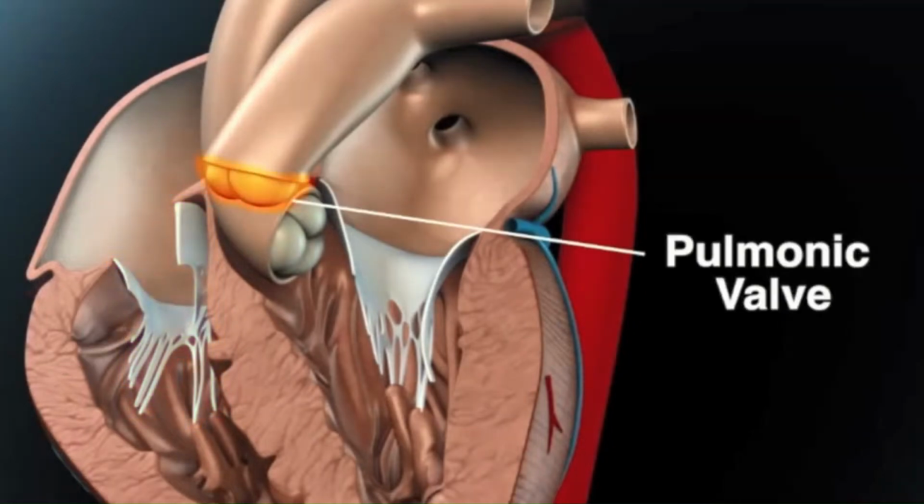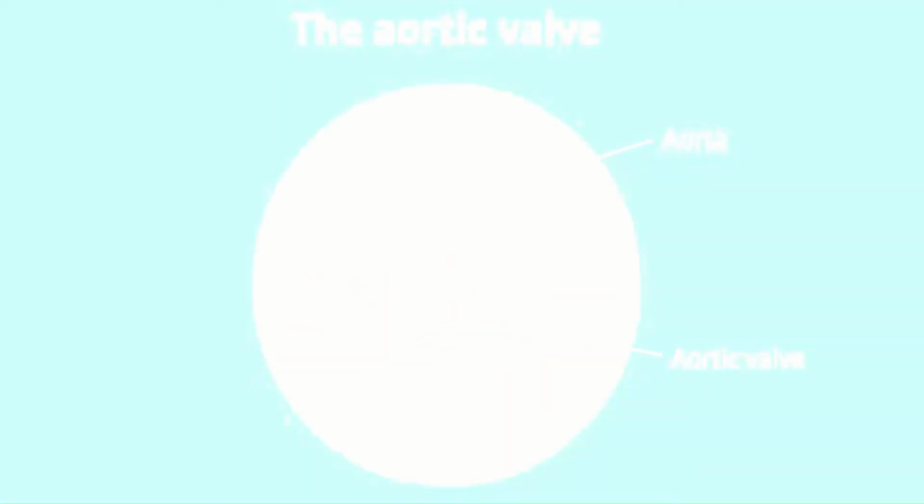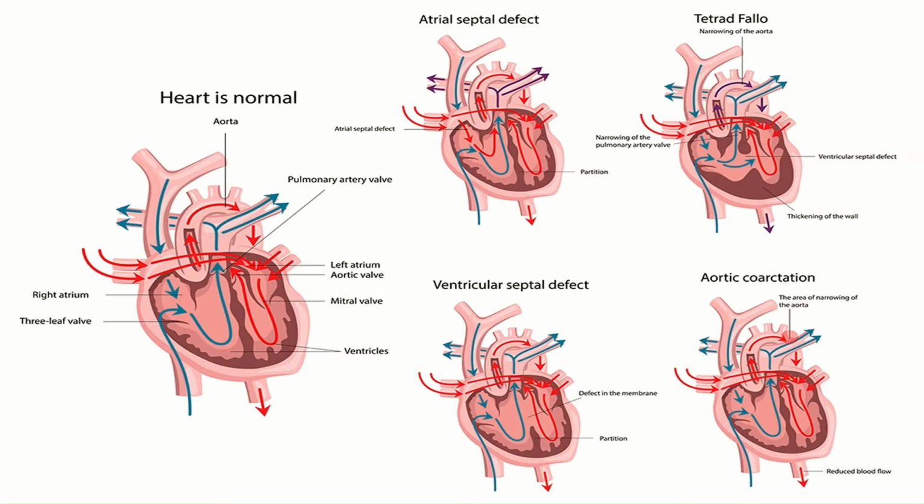is called the pulmonary valve. On the left side, the valve between the left atrium and the left ventricle is called the mitral valve. The valve at the entrance of the aorta, which is the blood vessel taking blood to the body, is called the aortic valve. After understanding the normal heart anatomy, it's easy to understand the different types of congenital fetal anomalies which occur at different levels in the heart.